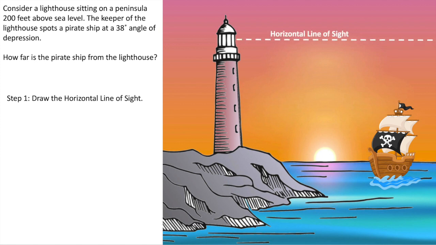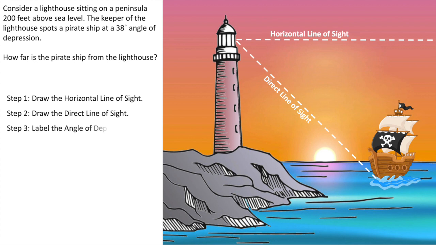Then we have to draw the direct line of sight. That means from this position, looking down at the pirate ship, the direct line of sight. And this is, as the word problem states, a 38-degree angle of depression. So let's draw that into here. Now we want to complete our triangle. We have an angle, we need a third side, so we complete the triangle.